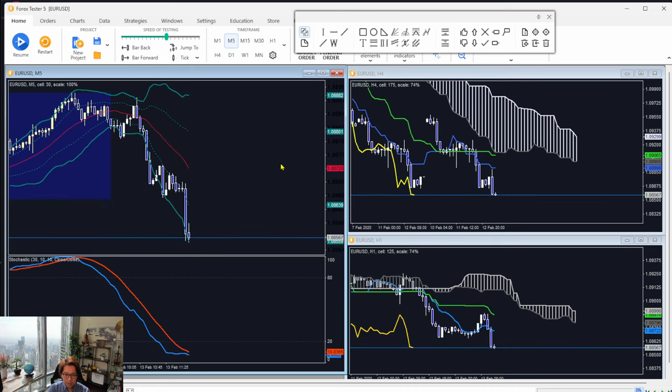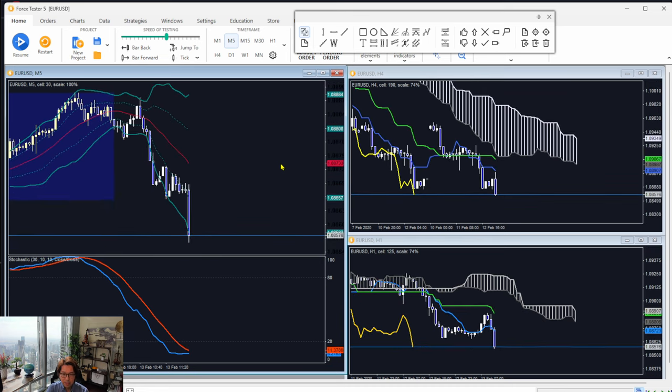Okay, so now there was a downtrend. Actually here, there was a downtrend already. 4 hour: Kumo down, Kijun Sen, Tenkan Sen down. Chikou span just became below the candlestick. And 1 hour time frame is also showing a downtrend. Now Kumo down, Kijun Sen down, Tenkan Sen down, Chikou span below candles.